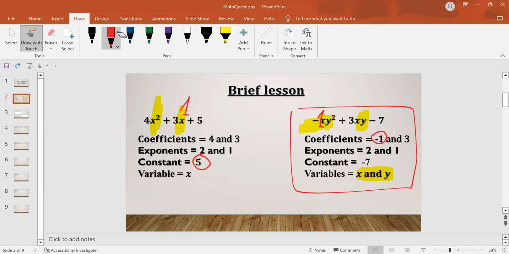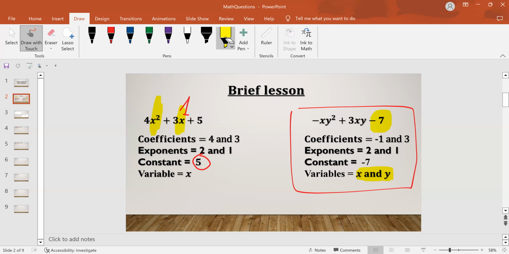Now exponent, which is the power, we see 2 as exponent. Even though we don't see a power for x or a power for this y here, you have to understand that there is an invisible 1. So it's like you have an x raised to the 1 power, y raised to the 1 power on this side. Okay, so therefore we can say that the exponents are 2 and 1. Now, constant is that number without the variable, and here it is -7.